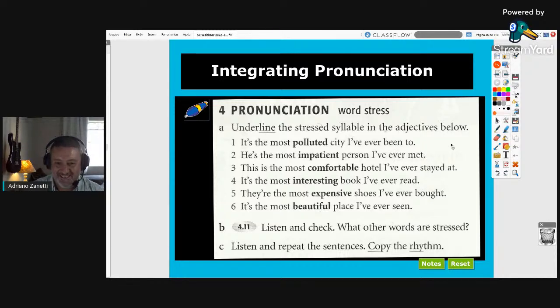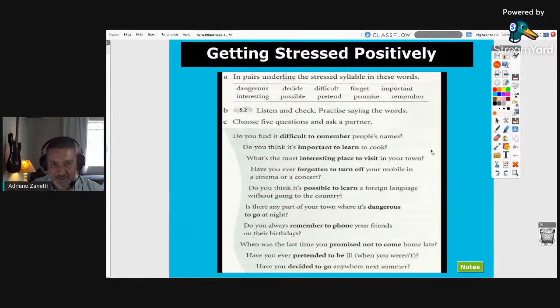That was part of my learning, and I used this with my students, believe it or not. So integrating pronunciation with grammar and using word stress. Another use of chunks, adjectives with verbs. Difficult to remember, important to learn, interesting place to visit. And now we're adding stressed chunks and using yes or no questions, like rhythm and intonation as well.